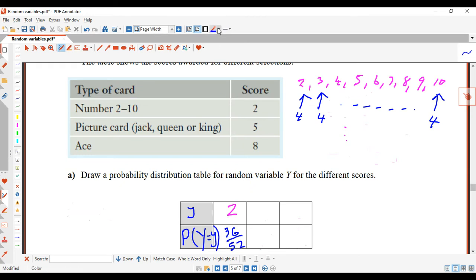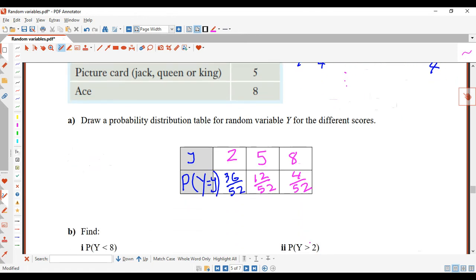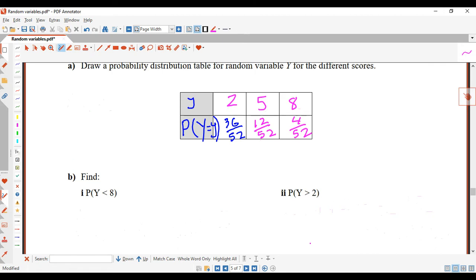Now, what about a score of 5? Okay, for a score of 5, for a picture card, there's 4 jacks, 4 queens, and 4 kings. So altogether, that's going to be 12 out of 52. Now, what about a score of 8? Well, there's 4 aces. That's 4 out of 52. And yes, you could simplify those fractions if you wanted to. Okay, so there's a probability distribution table. Copy that down. And we can answer the questions.